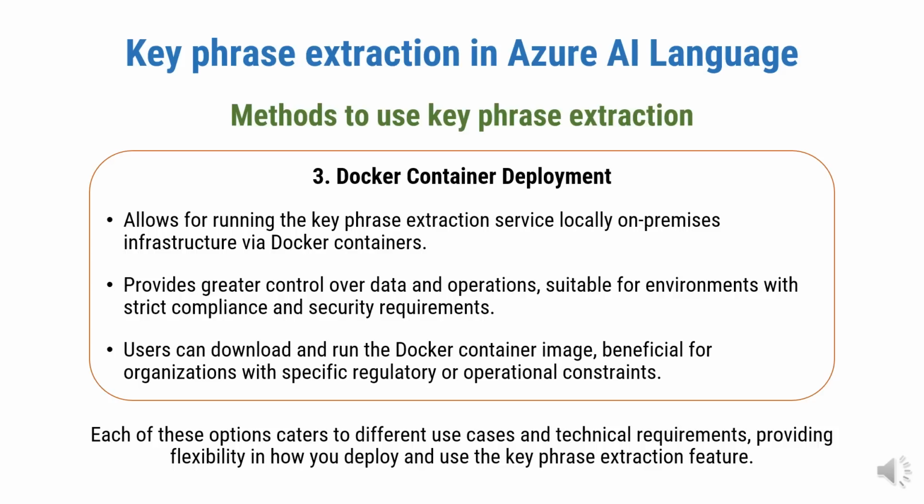Docker container deployment allows for running the key phrase extraction service locally on on-premises infrastructure via Docker containers. It provides greater control over data and operations, suitable for environments with strict compliance and security requirements. Users can download and run the Docker container image, which is beneficial for organizations with specific regulatory or operational constraints. Each of these options caters to different use cases and technical requirements, providing flexibility in how you deploy and use the key phrase extraction feature.